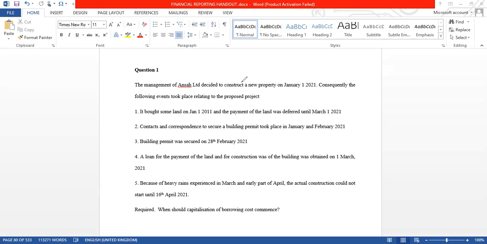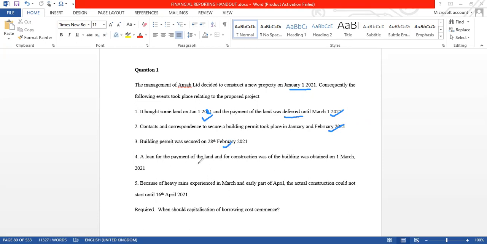What does this one tell us? This one is telling us that Mr. Ansar Limited decided to construct a new property on this day. Consequently, the following took place. I think we need to correct this thing, make it 2021. All right. So he bought an asset on this day and deferred the payment to this day. Contact and correspondence to secure the building permit took place on this day. The building permit was secured on this day.